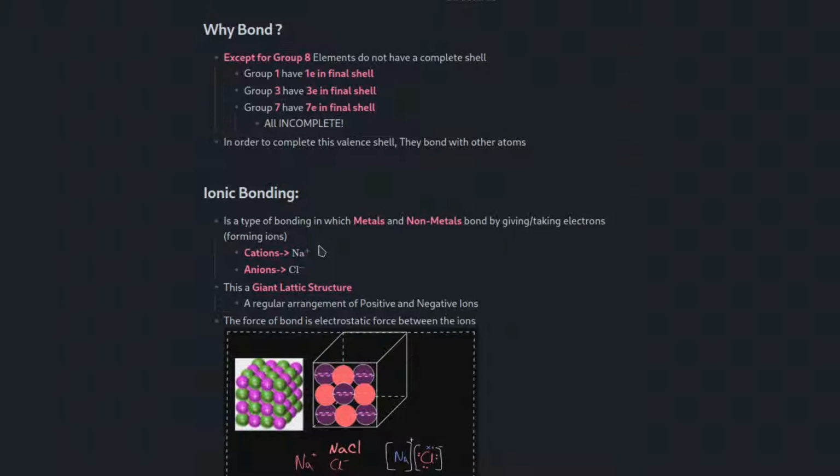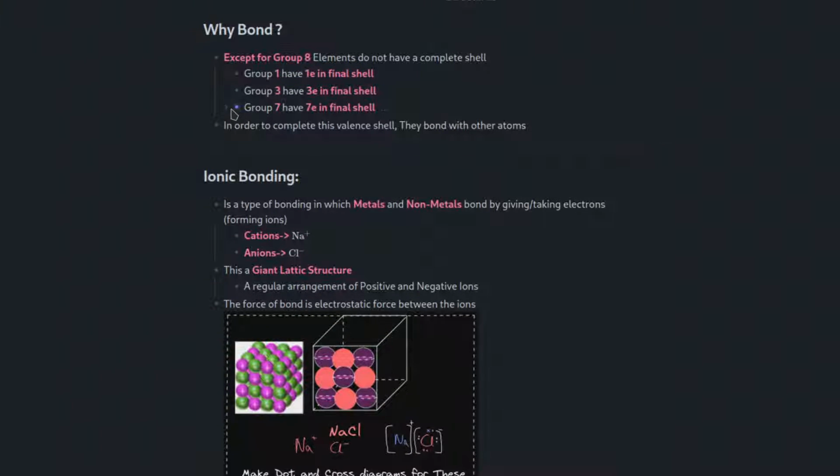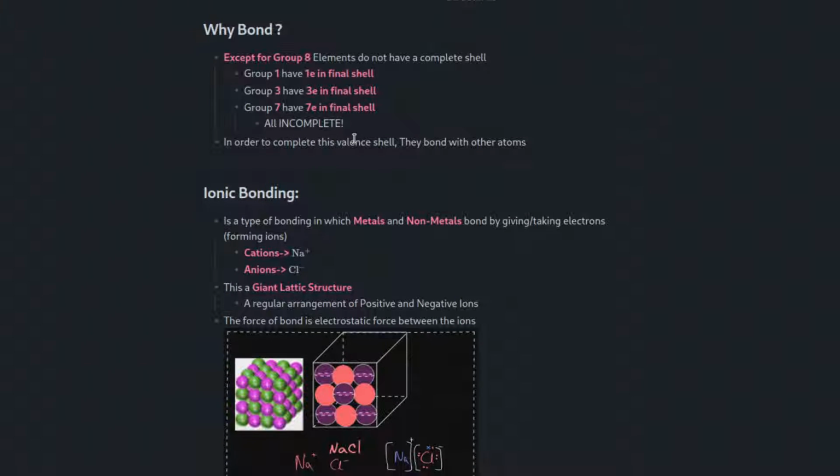So sodium, as it is in group 1, has given 1 electron to the chlorine, and this has given sodium the complete shell and also given chlorine the complete shell as well. Because chlorine has 7 electrons, it got 1 electron, so that means 8 electrons. It has fulfilled its shell as well.